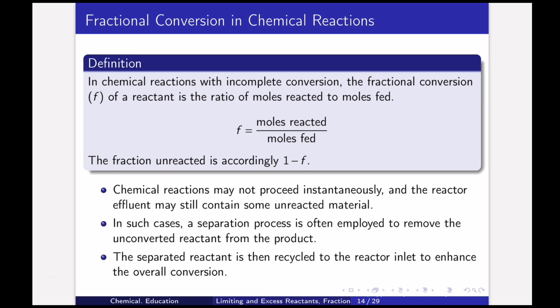Now fractional conversion in a chemical reaction. In a chemical reaction, the fractional conversion f of a reactant is the ratio of moles reacted to moles fed, and the fraction unreacted is accordingly 1 minus f. A chemical reaction may not proceed instantaneously, and the reactor effluent may still contain some unreacted material. In such cases, a separation process is often employed to remove the unconverted reactant from the product. The separated reactant is then recycled to the reactor inlet to enhance the overall conversion. So these are the statements.